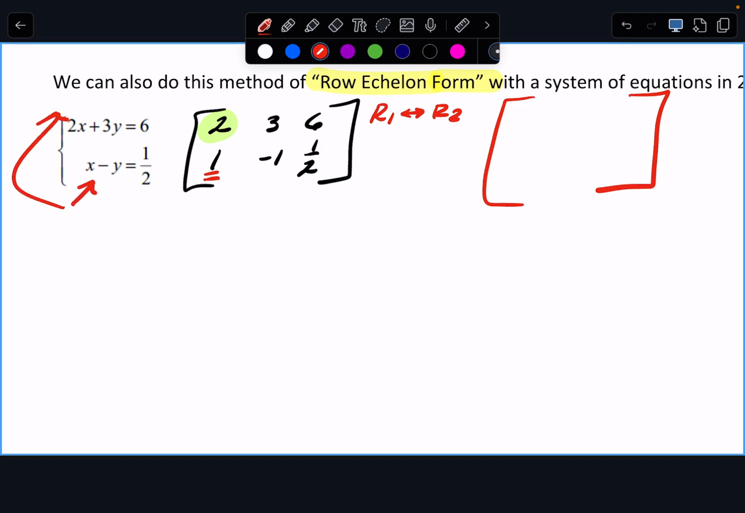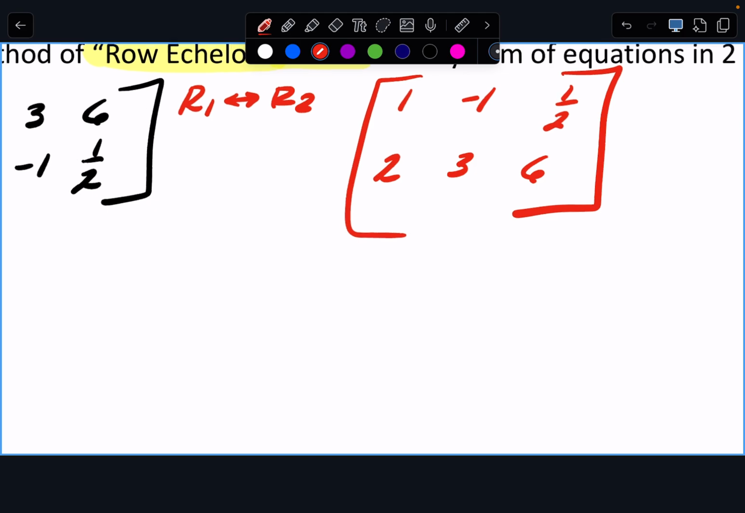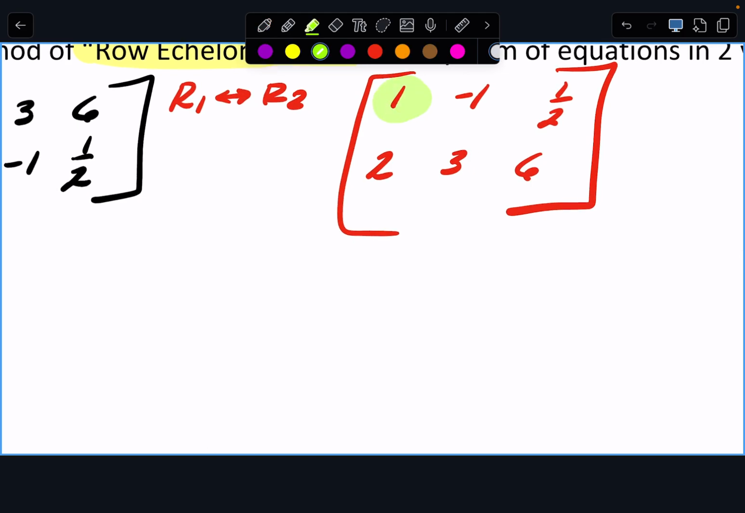If this was listed on top of this, it wouldn't matter. It's the same solution. Mrs. Bowman, when can you not switch rows? You can always switch rows. So 1, -1, 1/2. 2, 3, 6. I just switched row 1 and 2. So then my brain goes back to, I need a 1 in this position, check. I then need a 0 below, in that order.